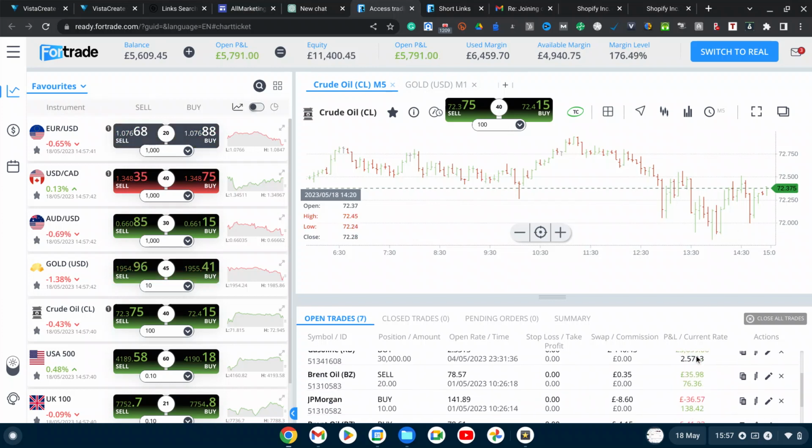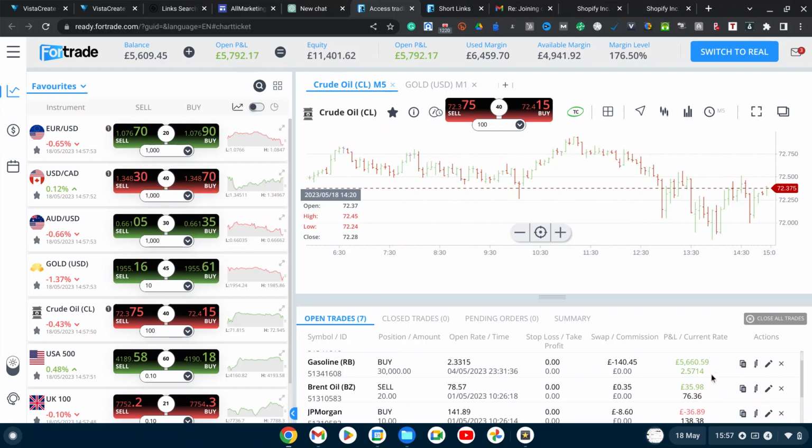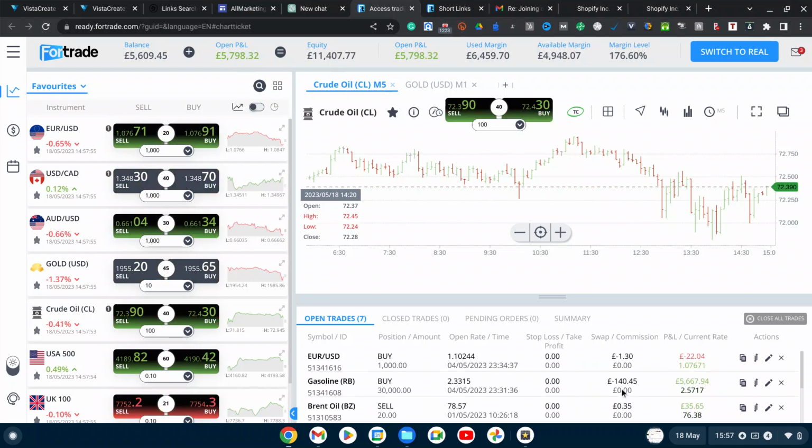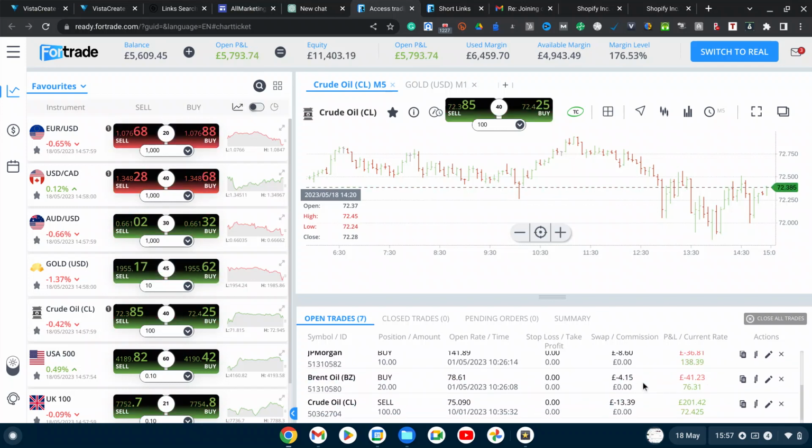So if we just go through here and just check what's going on, I mean, for someone that isn't a trader or doesn't have a single clue about trading, a lot of this wouldn't make sense. But once you've been using the demo account for a little while, this all will make a lot of sense.